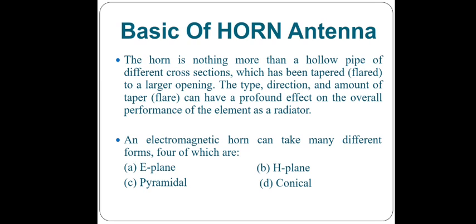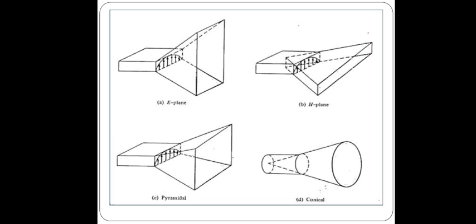The horn antenna may be classified in different forms, like the E plane, H plane, and the EH plane, which is nothing but a pyramidal horn, and the conical horn, biconical horn, like this. So these are the four types of horns generally. The E plane horn is like this, the electric waves with vertical polarization, and the H plane horn has horizontal polarization. This is a pyramidal horn, the EH plane. This is a conical horn.